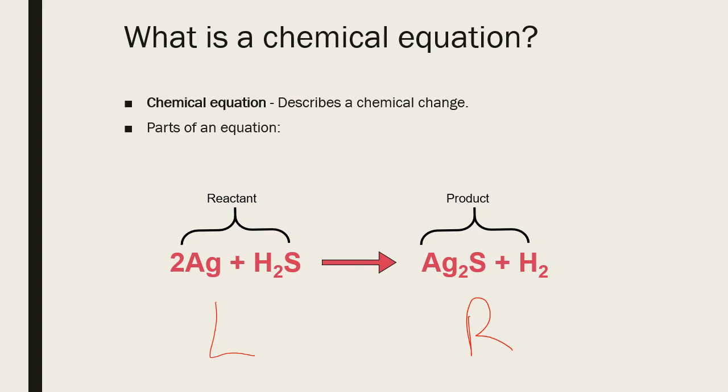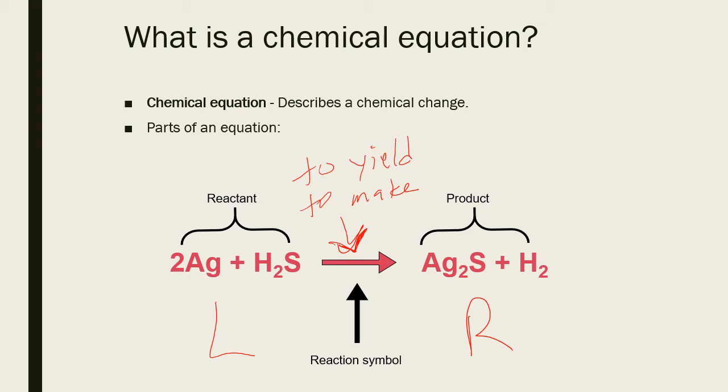And then this arrow here is just the reaction symbol. So this means it's like to yield, to make. Okay, that's what this arrow means. So I have these two things being added together to make these things.